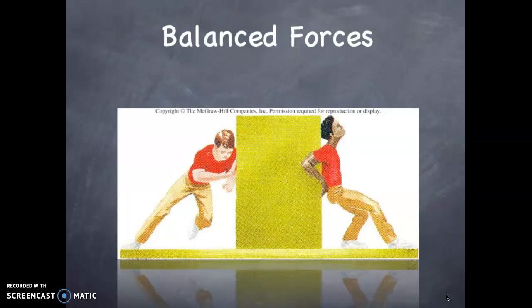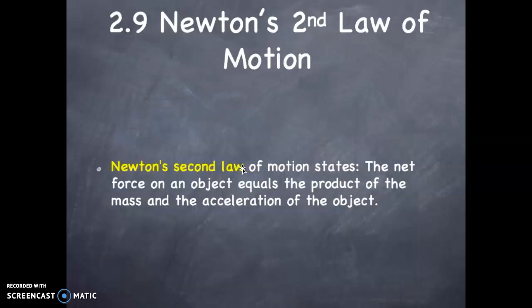Okay, so here's another situation. One young man is pushing to the left, the other is pushing to the right. This block will not move if they are pushing with equal and opposite forces in the horizontal direction. So the vertical motion is not considered here. Just horizontally, this is a balanced situation.